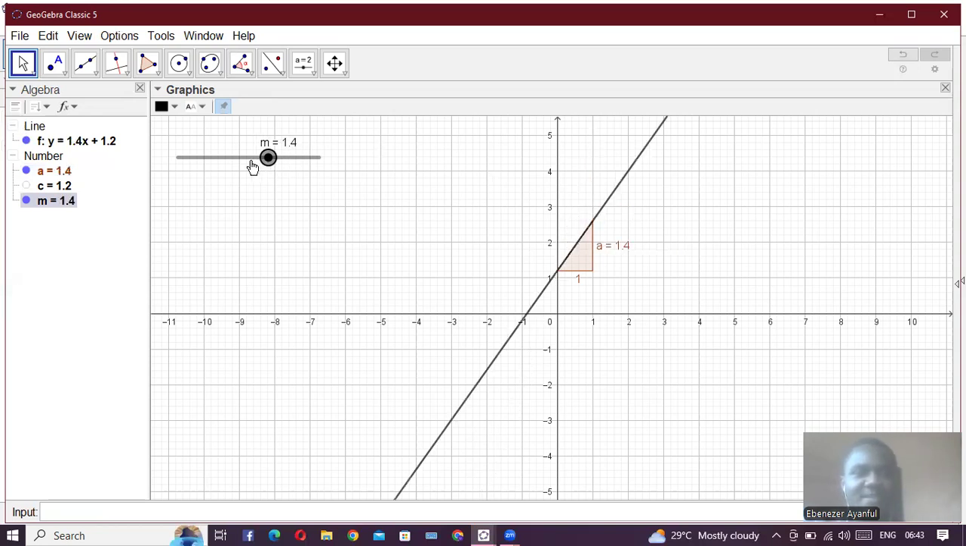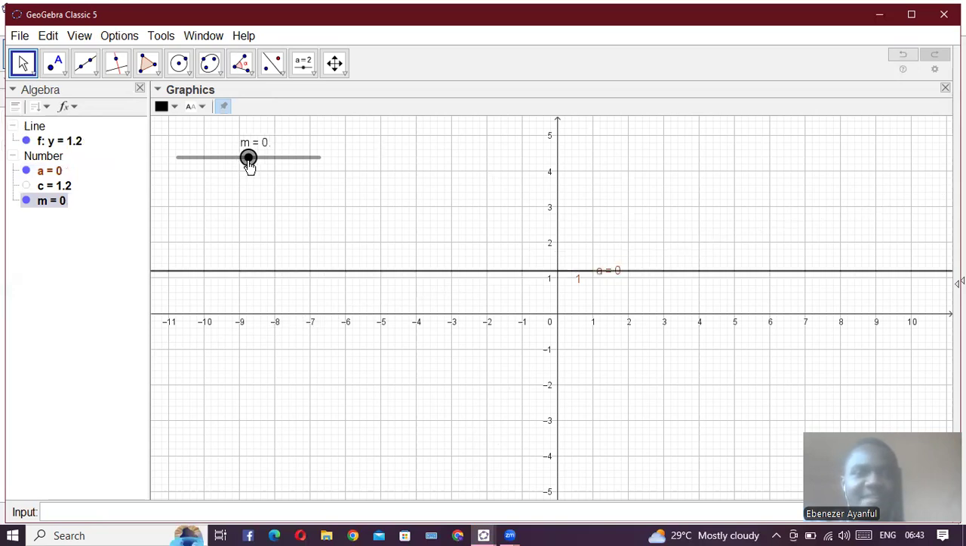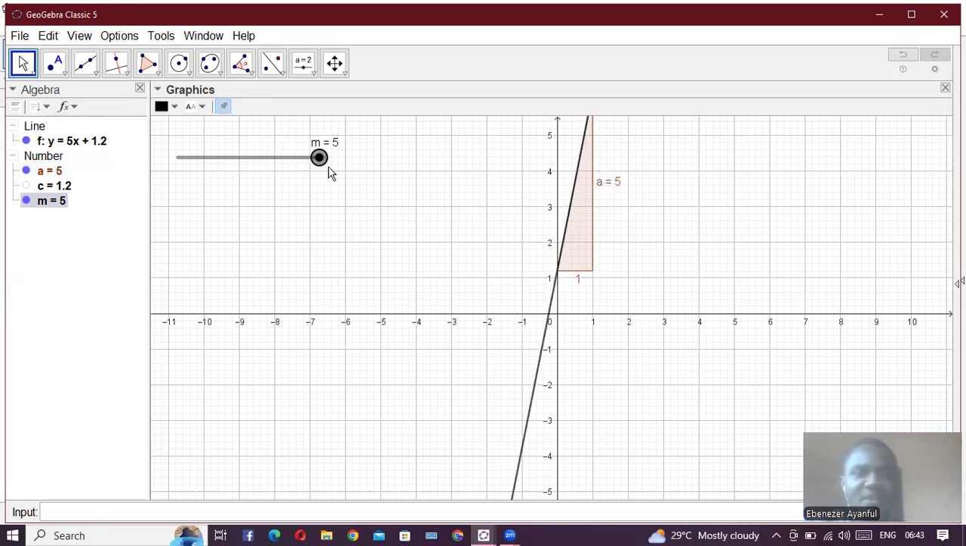Okay, so at 0, you get a horizontal line, and as the number gets larger and larger, the line also gets steeper, and the gradient is also increasing with respect to the steepness. So the gradient increases the steepness. As the gradient gets larger, the line becomes very, very steep. Okay, so that is all about the gradient.